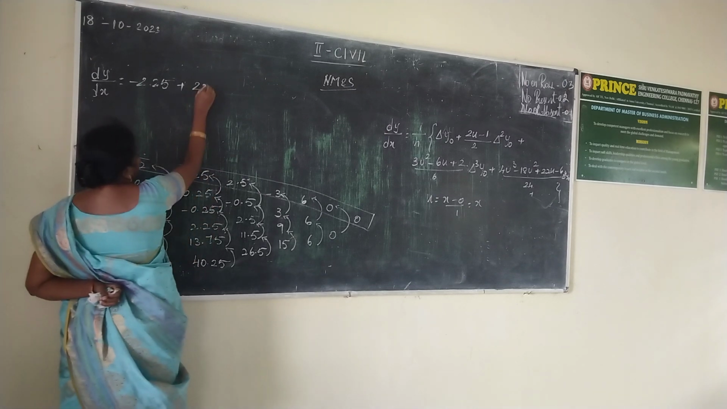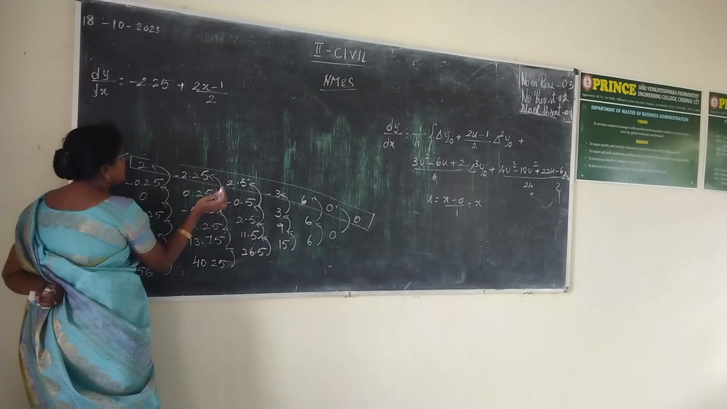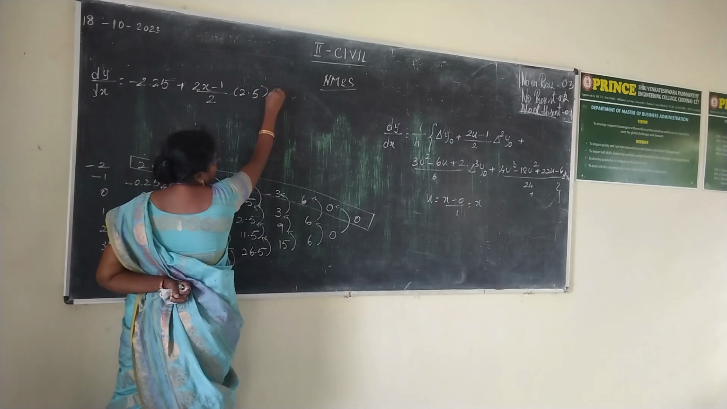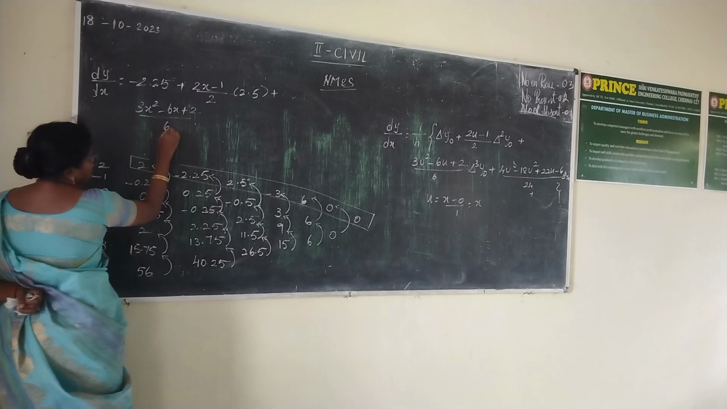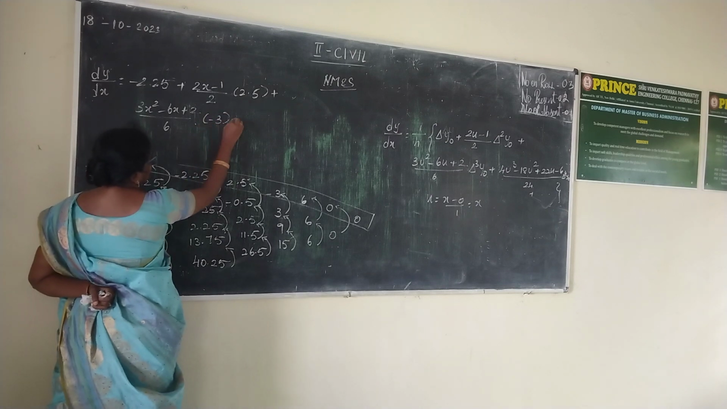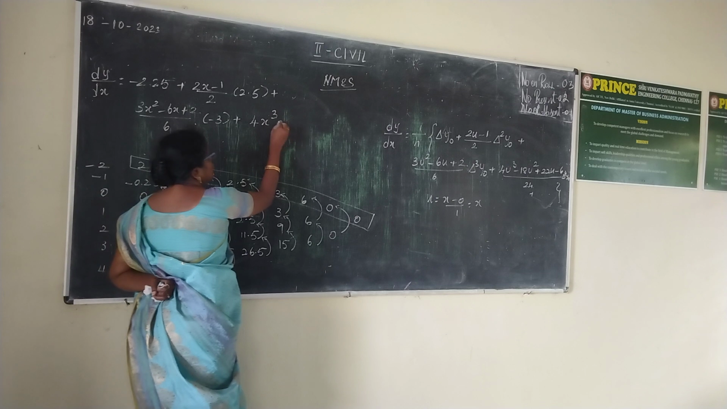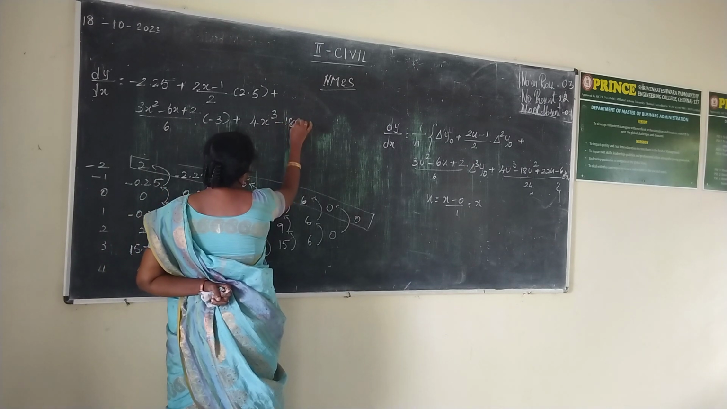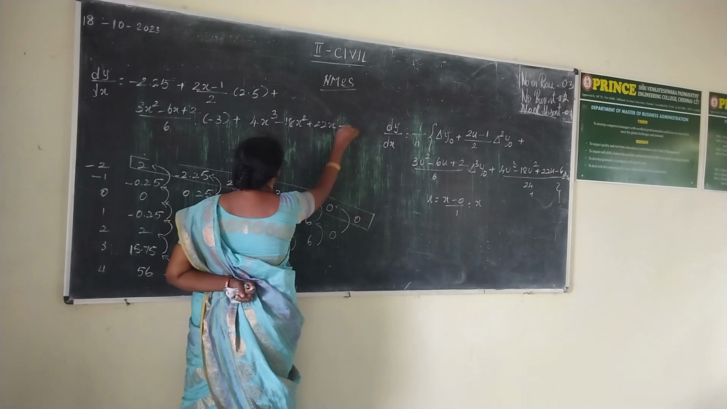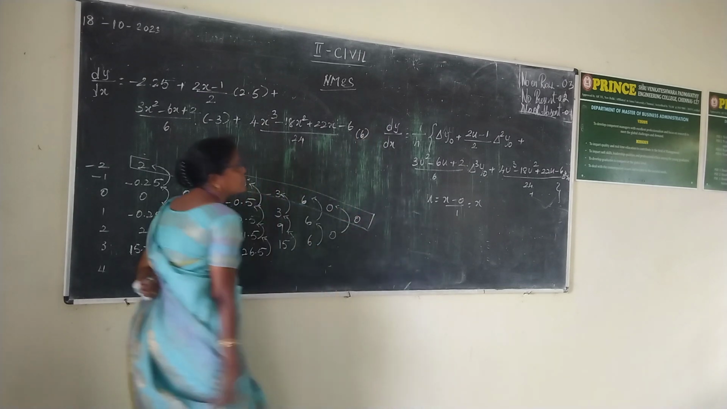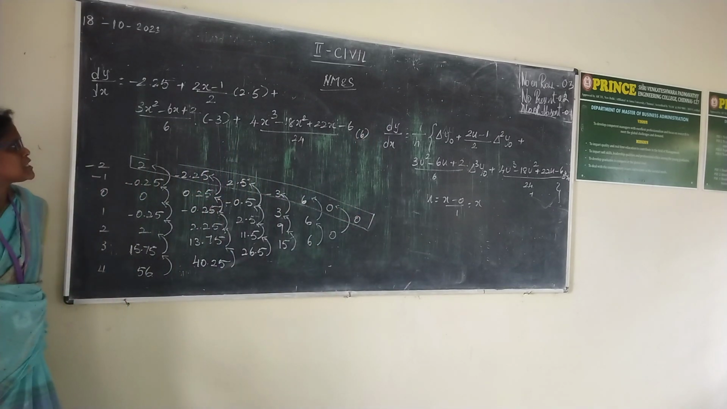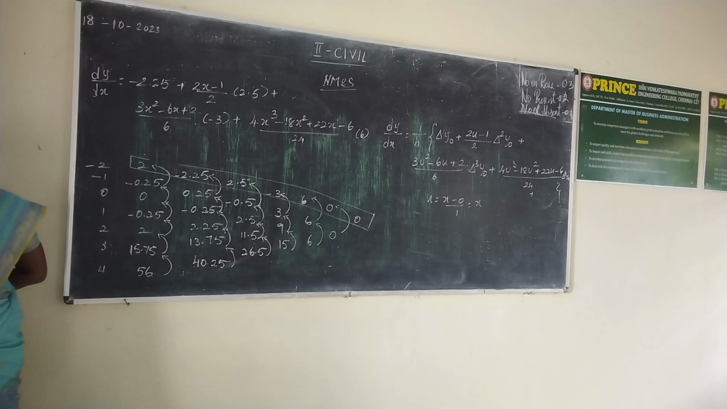2x minus 1 divided by 2 into del square is 2.5 plus 3u square minus 6u plus 2 divided by 6 into del cube is minus 3 plus 4u cube minus 18u square plus 22u minus 6 divided by 24 into del power 4 is 6. Now easily we can simplify now. Let us simplify and define what is the corresponding polynomial.